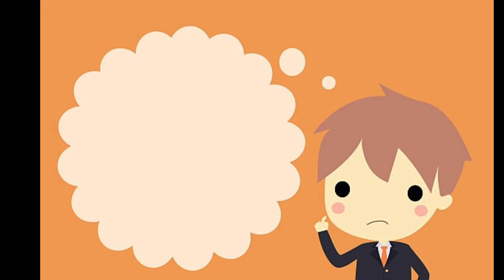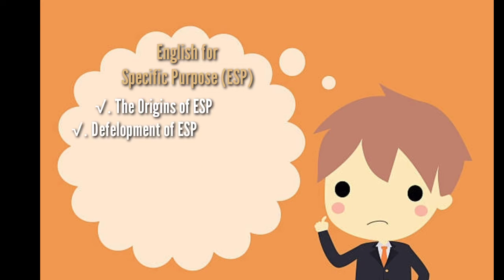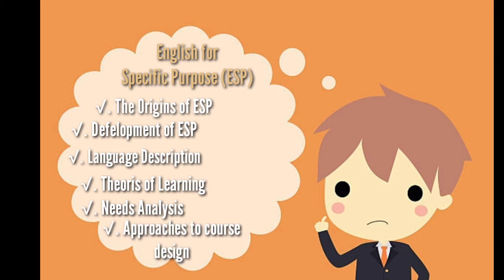In this video, I will explain English for Specific Purpose (ESP) and its scope, namely the origins of ESP, development of ESP, language descriptions, theories of learning, needs analysis, and the process of course design.